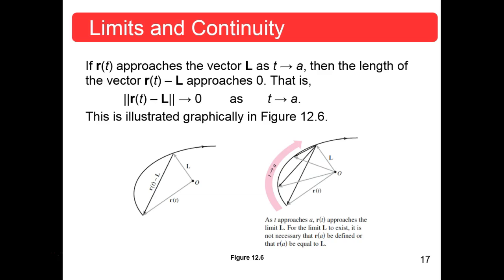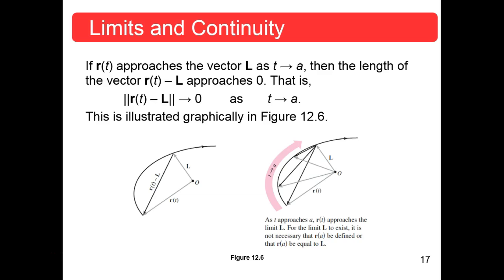Of course, if r is getting closer and closer to L, r of t minus L is getting shorter and shorter, and it's approaching 0 as t approaches a. If r of t approaches L as t approaches a, then r of t is ultimately approaching L as t gets closer and closer to a. So that means L is r of a. That's what they're getting at here.